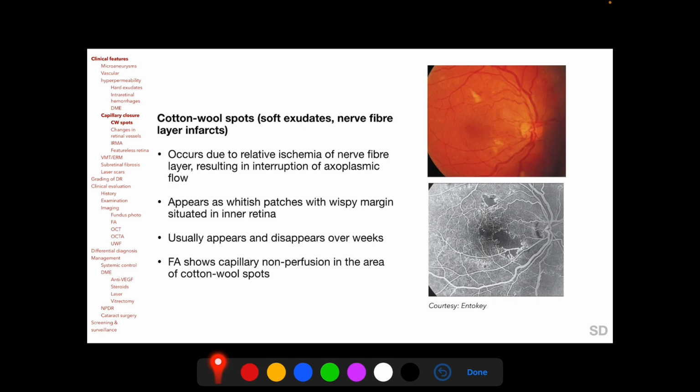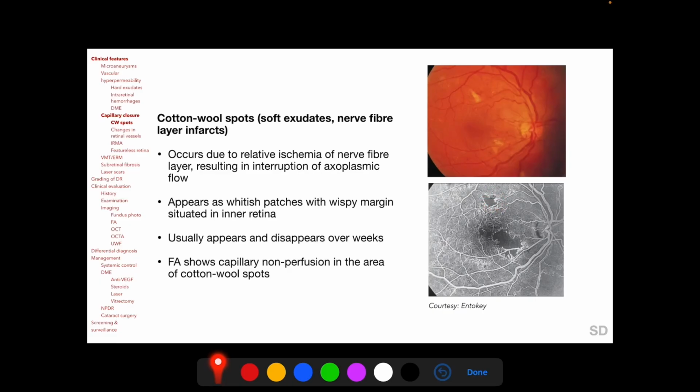Cotton wool spots appear as whitish patches with wispy margins situated in the inner retina and usually appear and disappear over weeks. Fluorescein angiography shows capillary non-perfusion in the area of cotton wool spots. So this area of capillary non-perfusion corresponds to this area of cotton wool spots, which has developed due to ischemia of the nerve fiber layer because of this capillary non-perfusion.